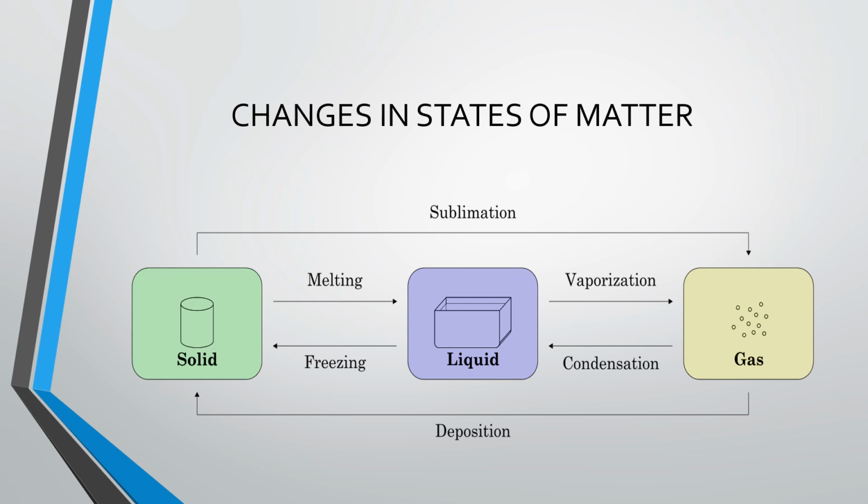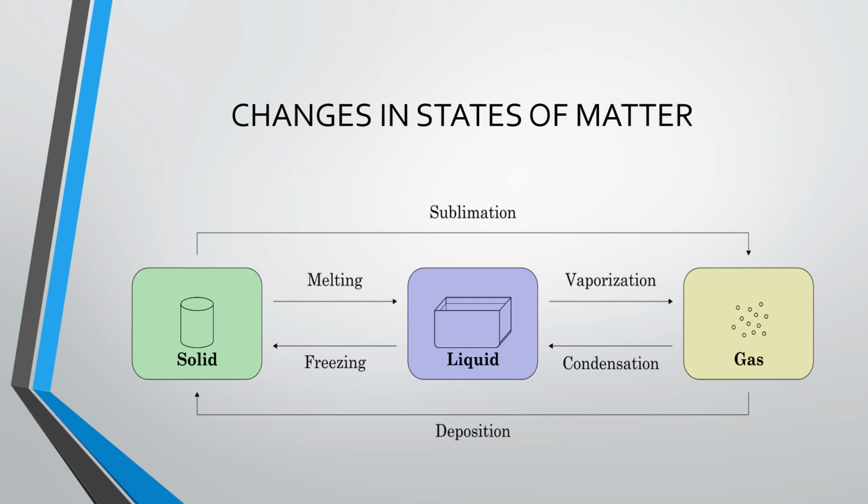Changes in states of matter. Matter can either exist in solid, liquid, or gaseous state. They can also be converted into the different states by either heating it or cooling it. Solid can be converted to a liquid by melting, and liquid can be converted to a gas by a process called vaporization. Gas can be converted to a liquid by a process called condensation, and a liquid can be converted to solid by a process called freezing.